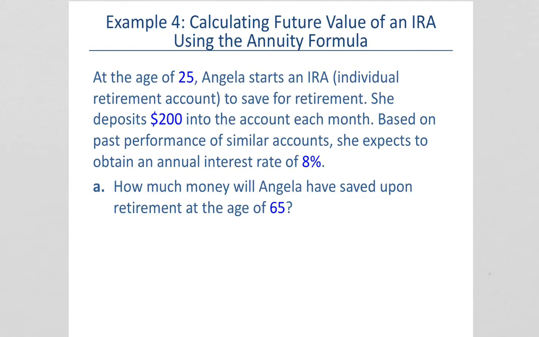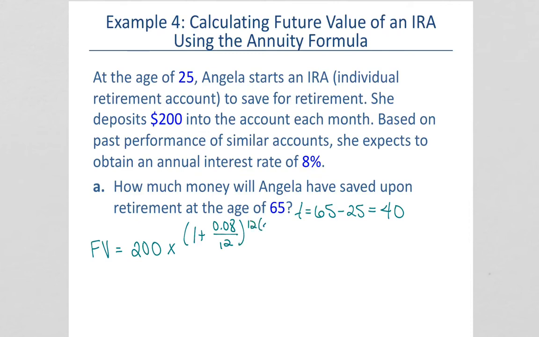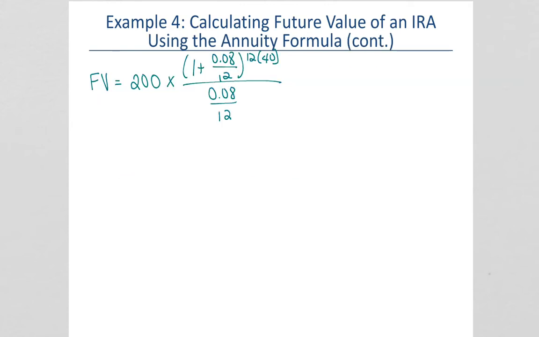Okay, so she's 25 now. So T will be 40. We just subtract. And we'll plug into that same formula. The payment is $200 times 1 plus our rate, 0.08 divided by 12, to the 12 times 40, divided by 0.08 over 12. Okay? I'm going to work this one out.